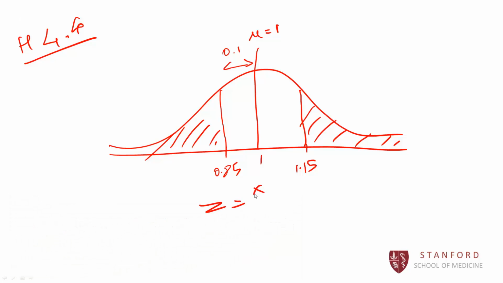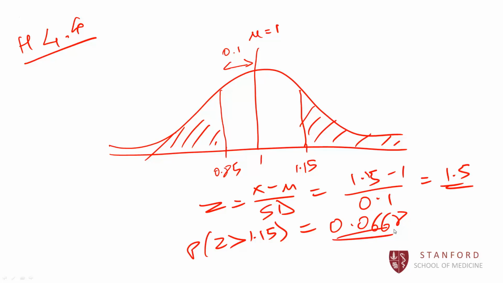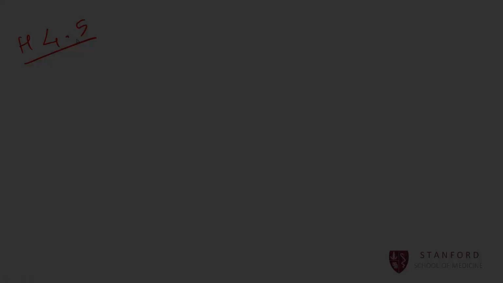In this case, the z value is, and if we look up the probability distribution, we'll see that the p-value corresponding to this is 0.0668, which is exactly the same value that we found in the previous question as well.